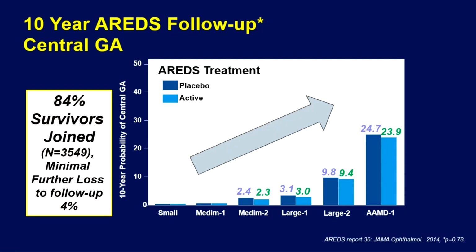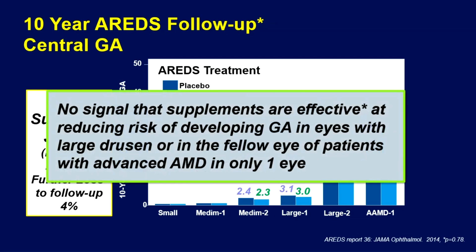Regardless, people still lost a lot of vision, and it was worse if you had the advanced stage in one eye shown all the way to the right, or if you had numerous large drusen in both eyes or a large drusen in just one eye. Either way, you had an increased chance of getting central geographic atrophy, but it was no different whether you were assigned to placebo or the active treatment of antioxidants plus zinc, or zinc alone. So there's no signal that these supplements have any effect on developing geographic atrophy or having that geographic atrophy progress.